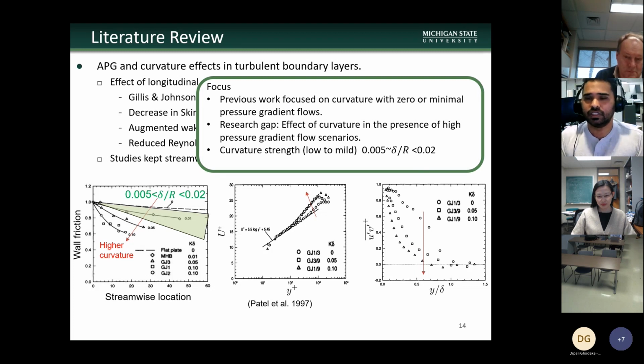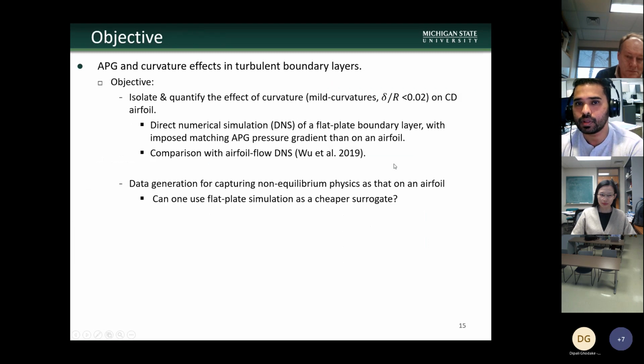So the research gap here is: what will happen when we have both convex curvature and high adverse pressure gradient flow scenarios, both happening at the same time, and how do they affect the turbulent boundary layer when both happen at the same time, right? We are mostly focusing on curvature strength from low to mild, that is from 0.005 to 0.02, based on the ratio of boundary layer thickness delta with respect to radius of curvature, which I'll talk about in detail in a future slide.